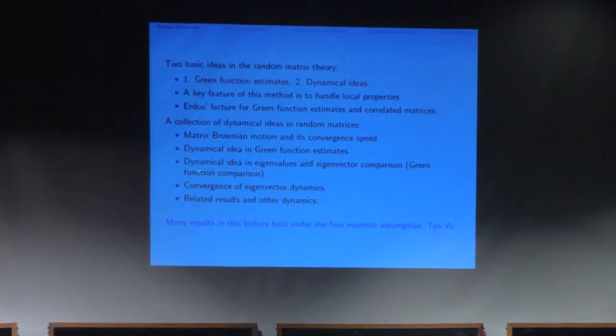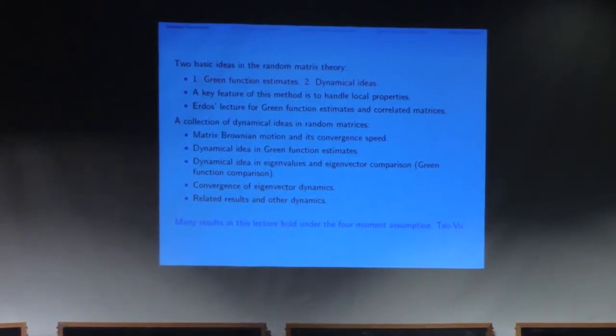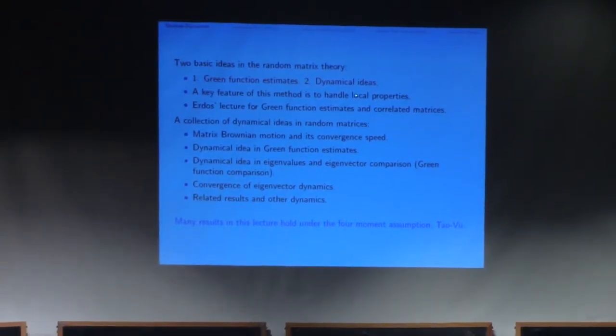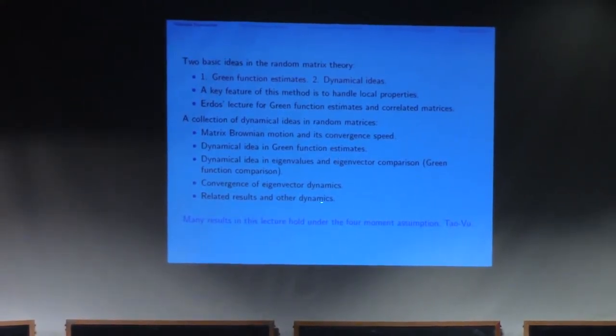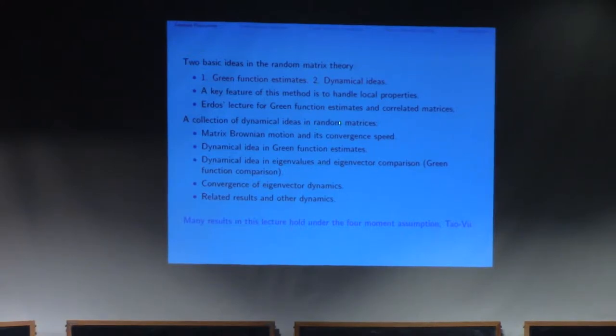Roughly speaking, there are two methods in random matrix theory, the way we are looking at the problems. Of course, there are many other ways to approach random matrices, but what we have been doing is basically just two objects. One is the Green functions, and the other is some dynamical ideas. The question is always that you want to handle some local properties, and if we combine these two, we have quite an effective method to deal with many problems in matrices.